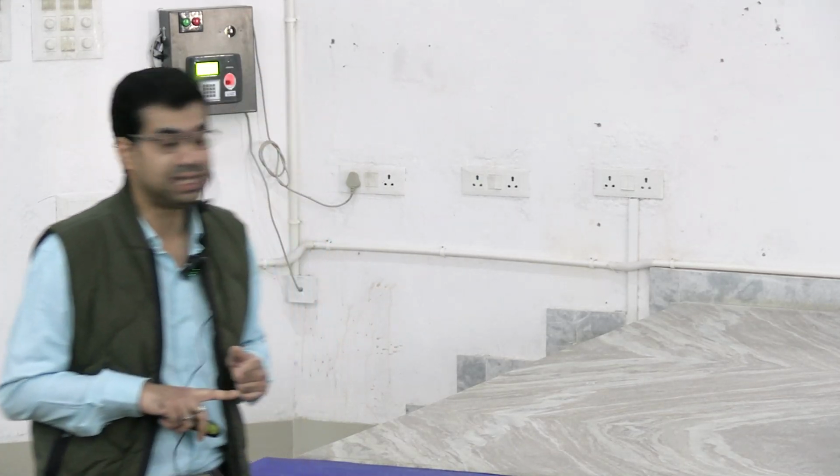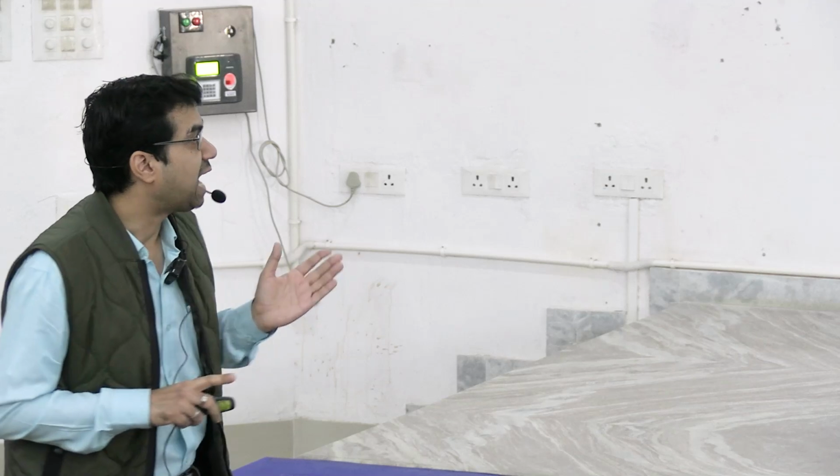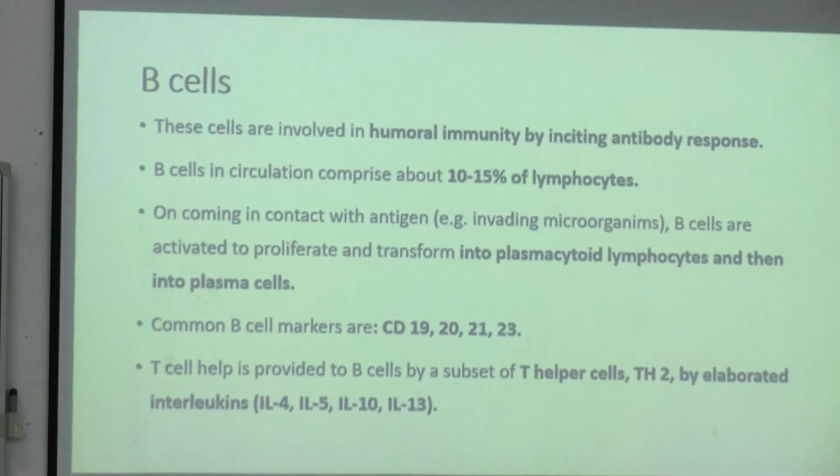Now B cell. B cell is involved in humoral immunity by inciting antibody response. B cells comprise 10 to 15% of lymphocytes. On coming in contact with antigen, B cells are activated to proliferate into plasma cell-like lymphocytes, and turn into plasma cells. Common B cell markers are CD19, CD20, CD21, CD23.